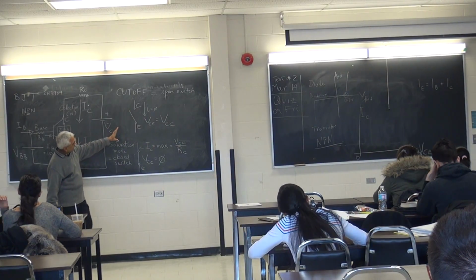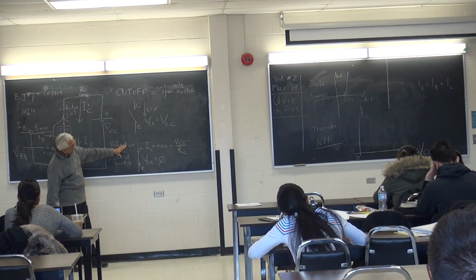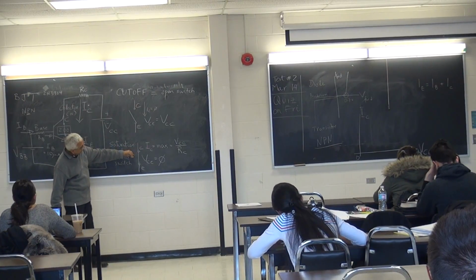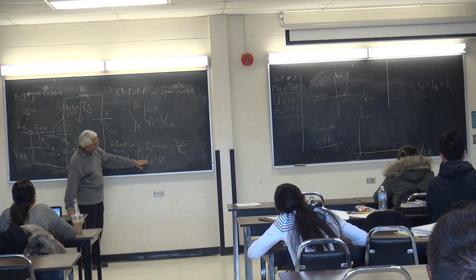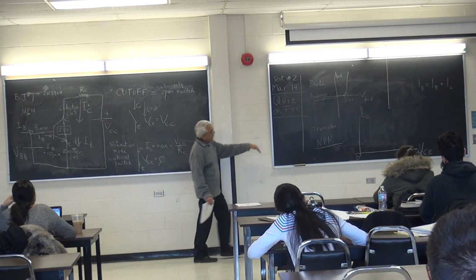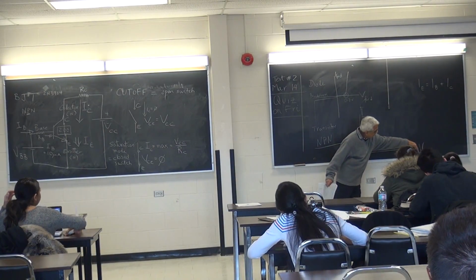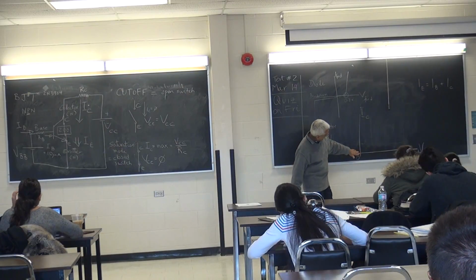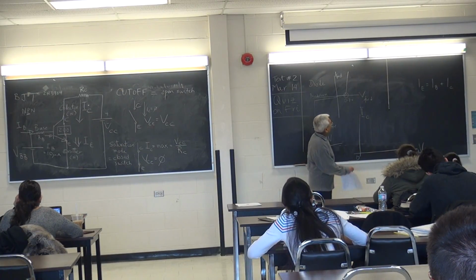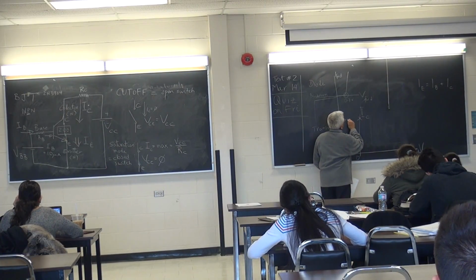Now let's take the second case. Saturation, where the transistor is closed. When it's closed, the voltage is 0, but the current is maximum. Where's the voltage of 0? Right here. Where's the maximum current? Some value up here. So this is saturation.